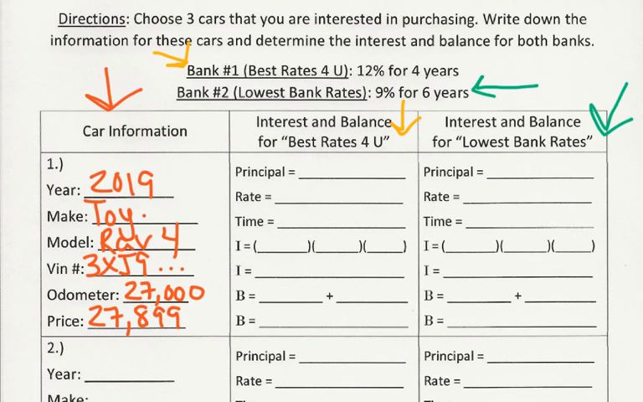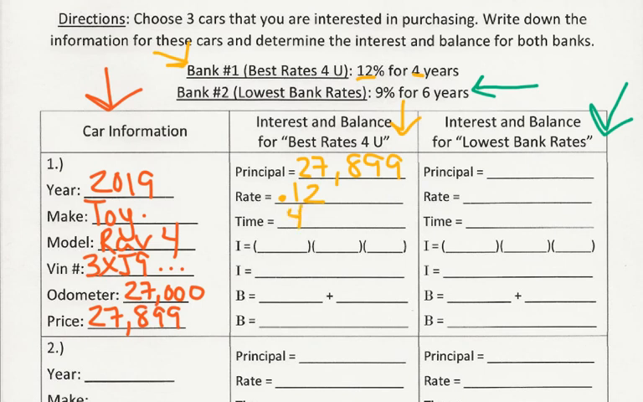So when you're solving these now, the principal, remember, is the original amount. So that's going to be the amount of your vehicle. So in this case, for my example, it's 27,899. The rate you take from up in this first information up here for bank number 1. So that would be 12%. Now remember, you have to write that as a decimal. So in my case, it would be 0.12. The time for the loan is over the course of 4 years.